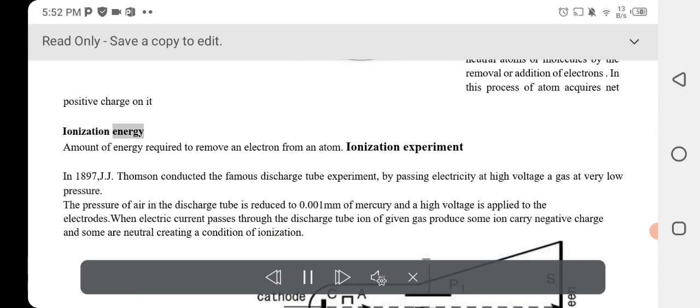Ionization energy. The amount of energy required to remove an electron from an atom.